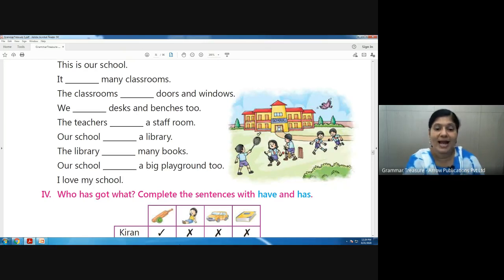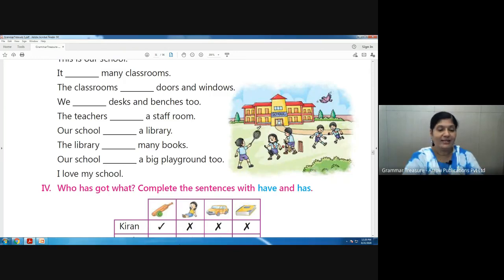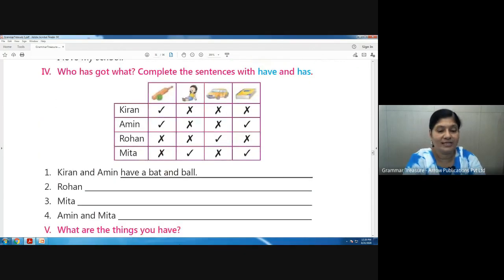Our school dash a big playground too. Our school is singular because we are talking only about one school. Our school has a big playground too. I love my school and I'm sure you all love your school too. Now let's look at the next exercise, the fourth exercise.